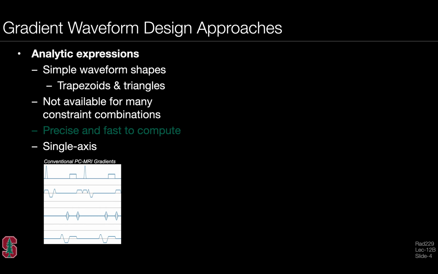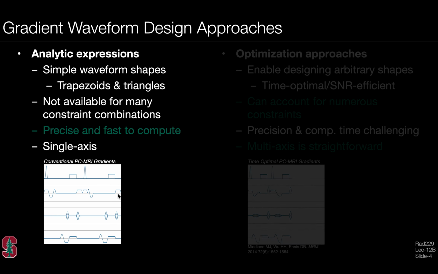It does have the advantage of being precise, they're analytic expressions after all, and of course being fast, because they're straightforward to compute. In general, however, they're also only applicable for single-axis solutions, although multi-axis solutions are possible. And so on the bottom here, we see a series of gradient and RF events that were designed using conventional analytic expressions. And you can see that the resultant gradient waveform shapes are typically trapezoids and triangular in general.